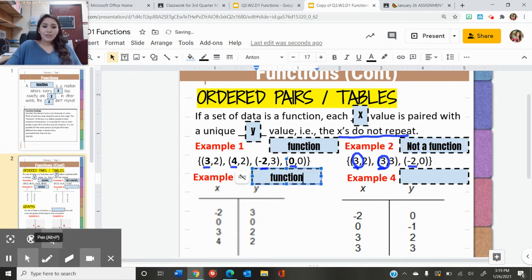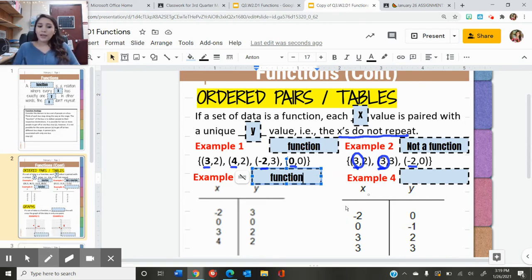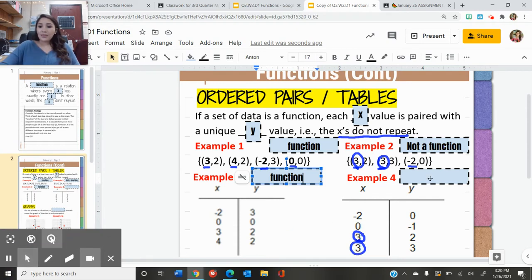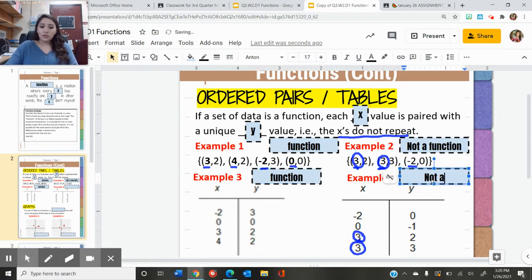Looking at example 4, now looking at my x values here, I have -2, 0, 3, and 3. Because I have these 3's repeating on this table, that means that this is not a function.